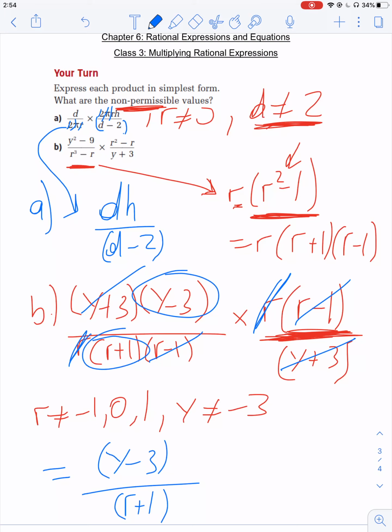And as you can see, if you find the non-permissible value over here, then the only non-permissible value in this expression is this, okay? You've lost all the other ones, right? Which is why I find the non-permissible values at the very beginning once you've factored your denominator, okay? So at this stage, okay?